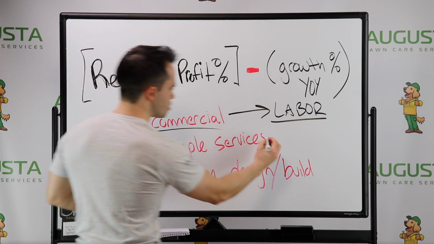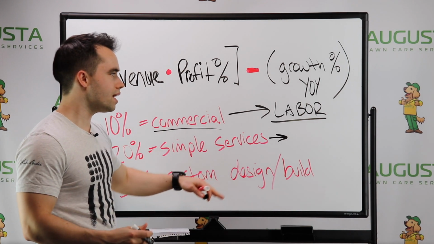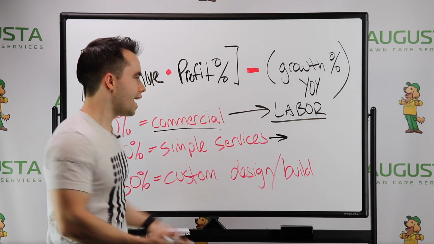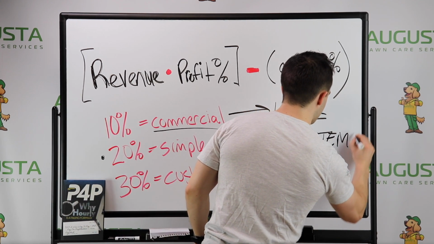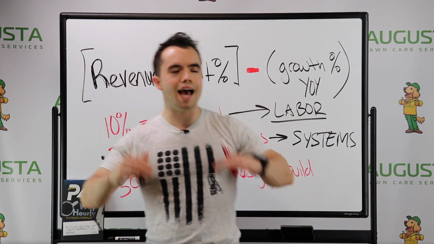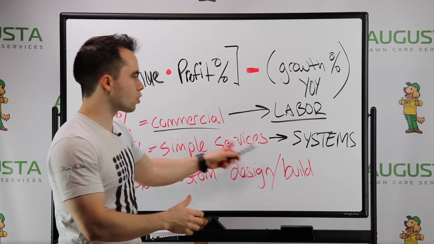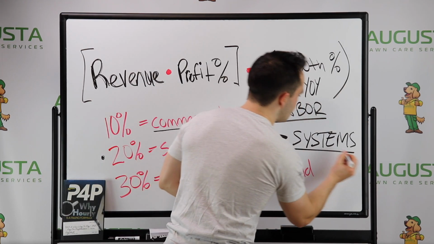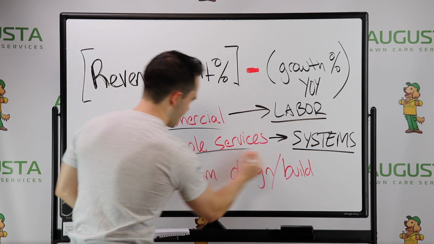Now, when it comes to simple services, it's a little bit harder to scale this up, but not as hard as the last one, but it's a little bit harder than just scaling labor. And that is going to be the fact that you need to scale systems. Okay? Because again, if we're doing simple services, everything needs to revolve around efficiency and making sure that those simple services are done in a very, very efficient manner in order to scale up the business. So that is going to be the bottleneck, or the thing you need to focus on if you're in the simple services type of business.